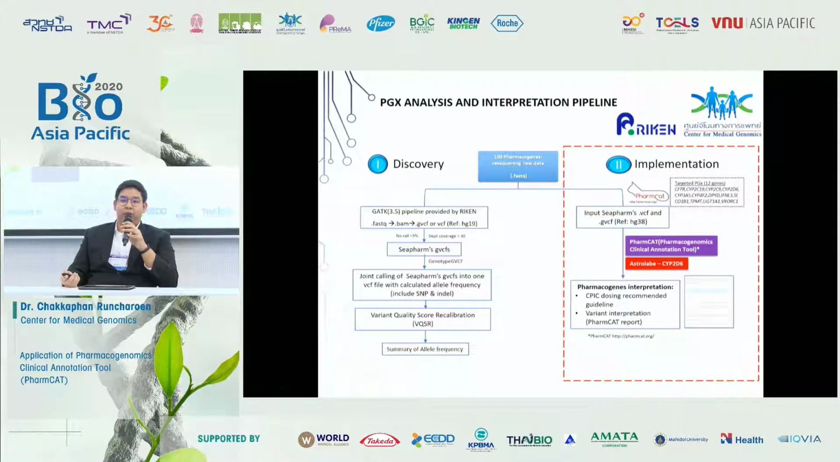This slide shows the analysis and interpretation pipeline that was used in this project. It can be divided into two branches. First is discovery, and the second is implementation. PharmCAT is involved in the implementation part of this pipeline, as it can translate the raw sequence data to the PGx variant interpretation with the guideline recommendation.